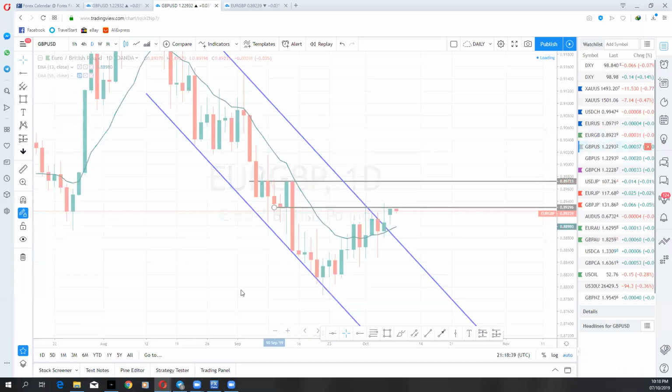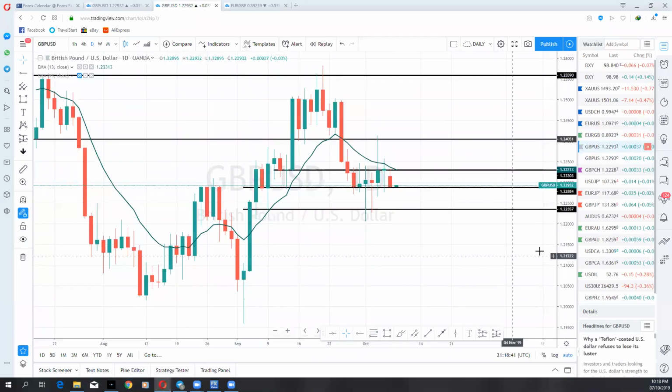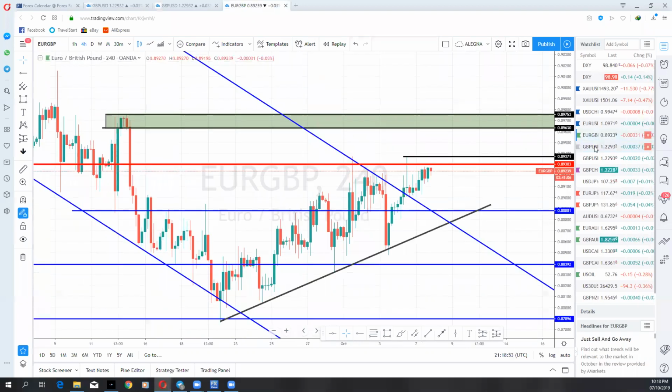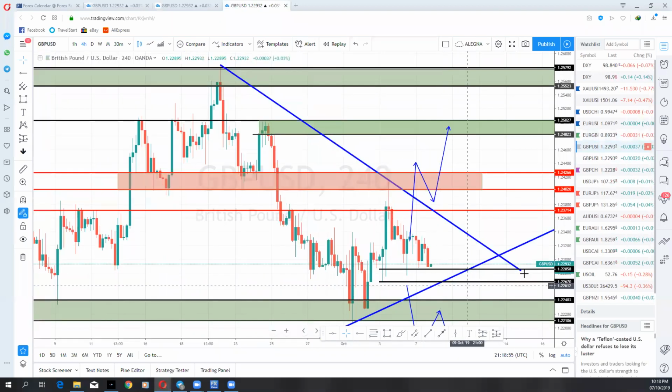So the next pair we're going to look at is the GBP USD. Well, the GBP USD seems to be kind of ranging. It's a bearish close on the daily, but it's back above a support level. So let's go to our intraday chart to see how this looks.